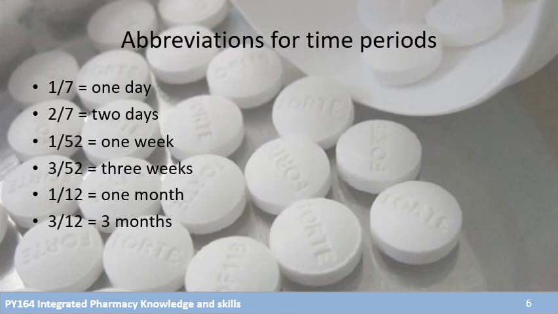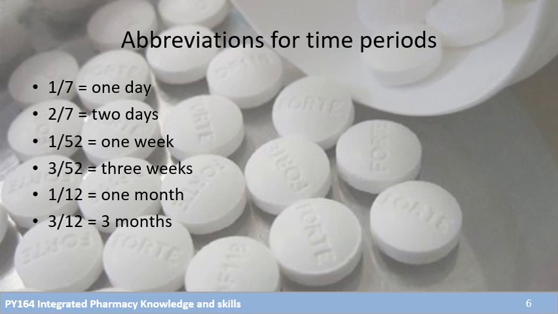Okay, in medicine there are some abbreviations, and once you get it, these are quite straightforward. So 1/7 is 1 day, and the reason it's over 7 is because there are 7 days in a week. Okay, so 2/7 is 2 days. 1/52, obviously there are 52 weeks in a year, so therefore that is a week. So for 1 week would be 1/52.